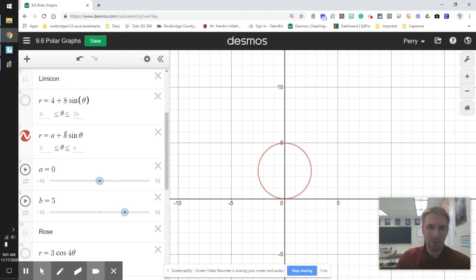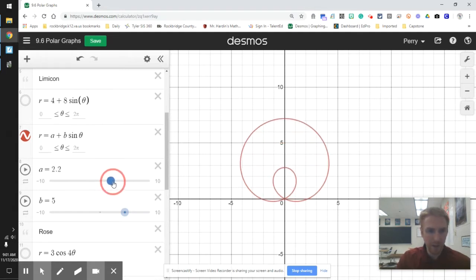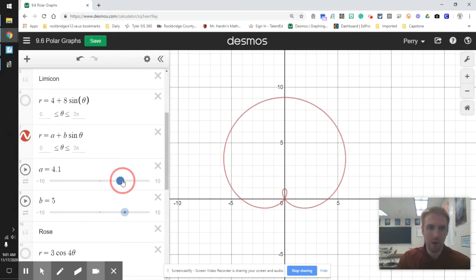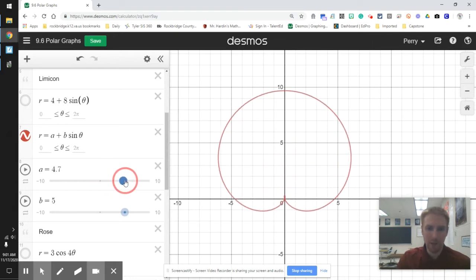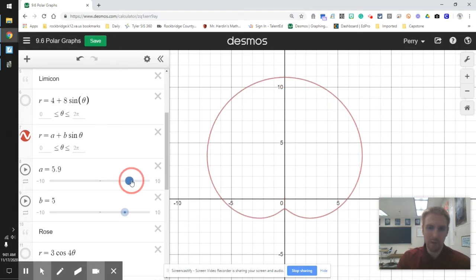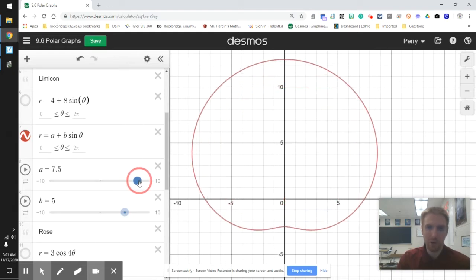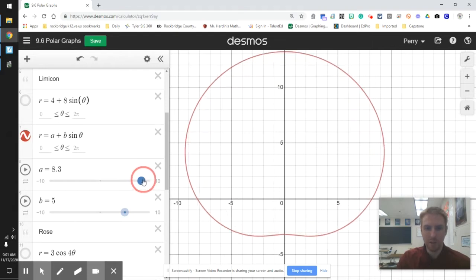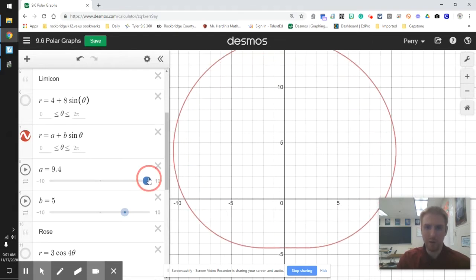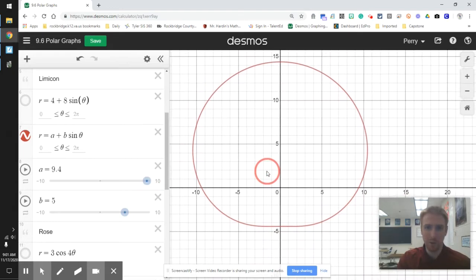If A is gone, that's just the first shape we had, something times sine. So as A gets closer to B, the loop gets smaller. And when it finally makes it to the same number, that's when you get that cardioid shape. Anywhere past that, it just stays a cardioid shape. Eventually, it starts to look more circular. It's kind of flat on the bottom. It's never going to be quite a circle. It's kind of like a hyperbola versus a parabola.